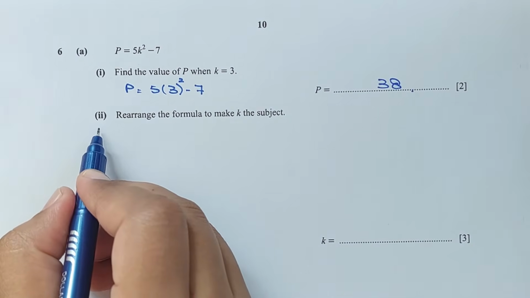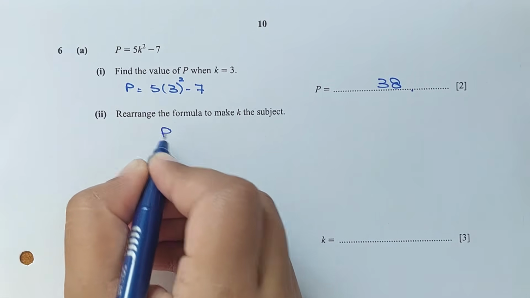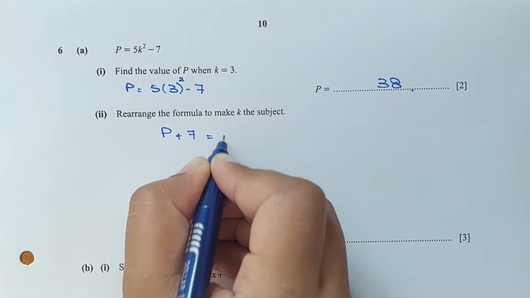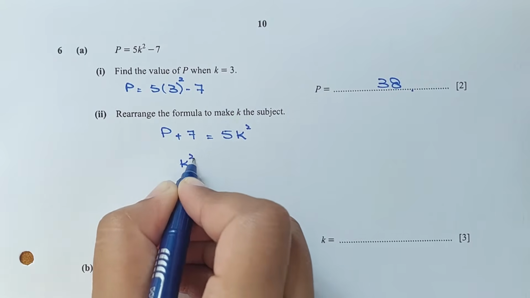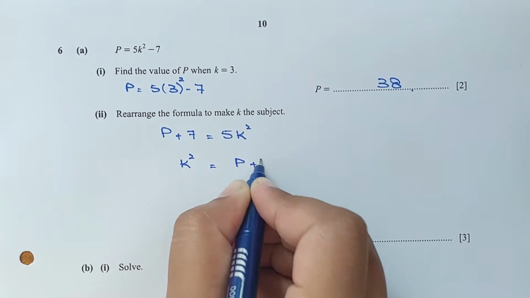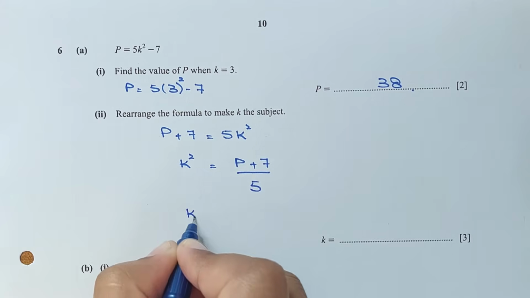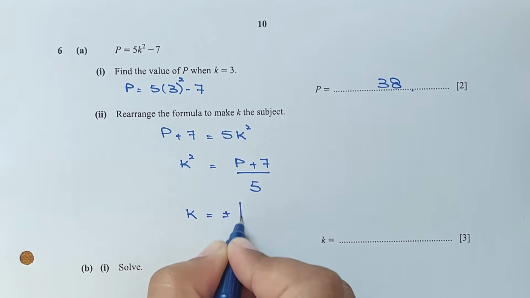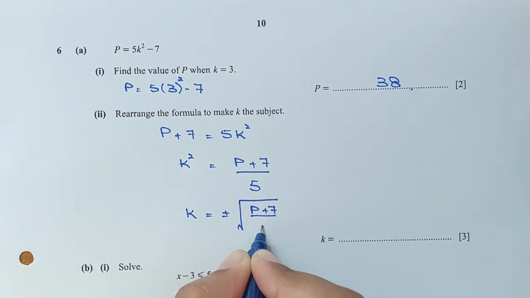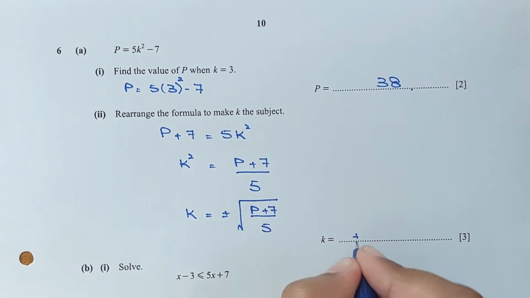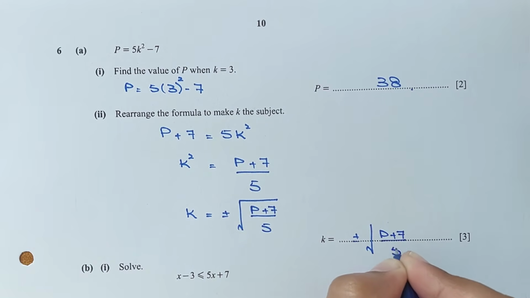Now for the second part, rearrange the formula to make k the subject. So to make k the subject, p plus 7 equals 5k squared, and k squared is equal to p plus 7 divided by 5, right? And the k value is plus or minus the square root of p plus 7 over 5, right? Plus or minus the square root of p plus 7 divided by 5.